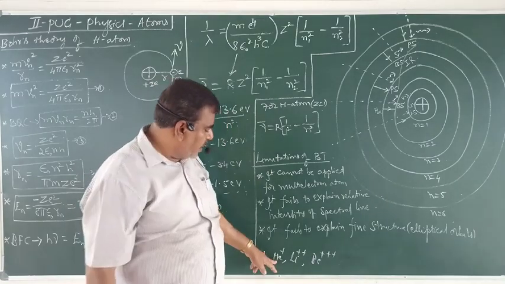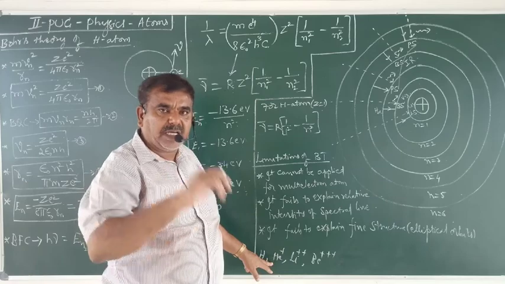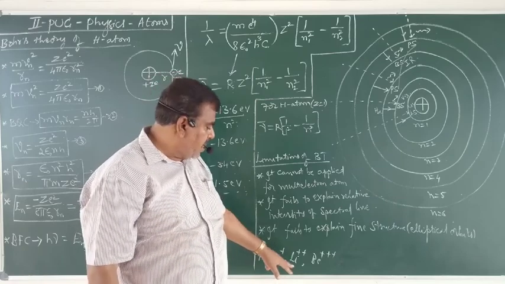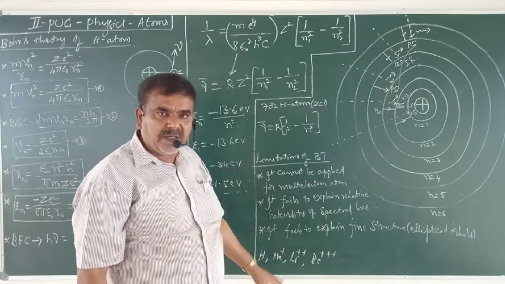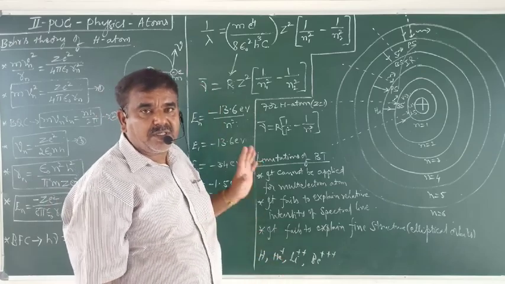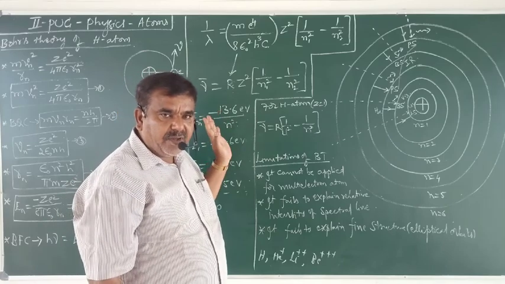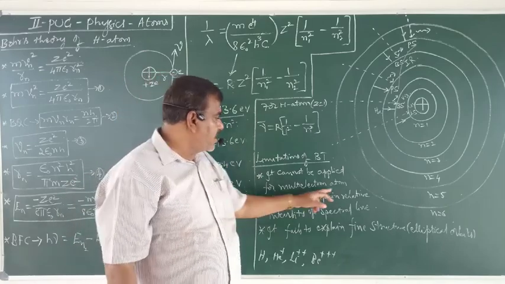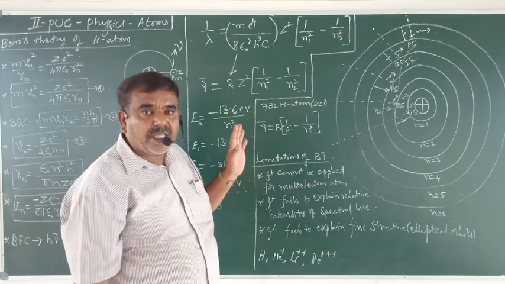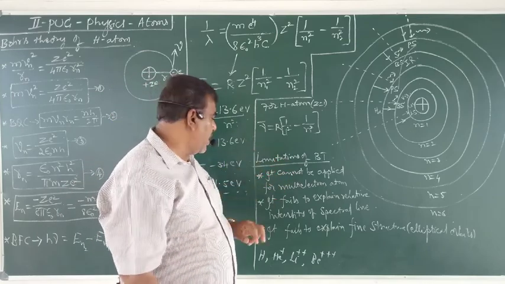So if I remove one electron from a helium atom, it becomes hydrogen-like. Only one electron lies outside the nucleus. If I remove two electrons from lithium, it becomes hydrogen-like. For such systems, we can apply Bohr's theory. For multi-electron systems, Bohr's theory cannot be applied. That is why it became a limitation of Bohr's theory.